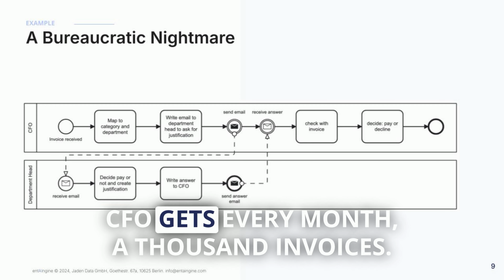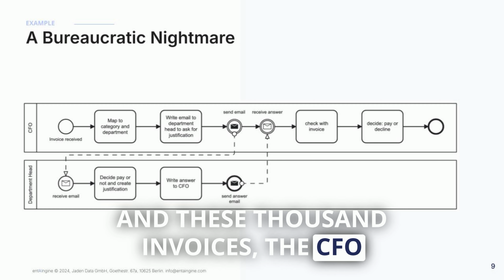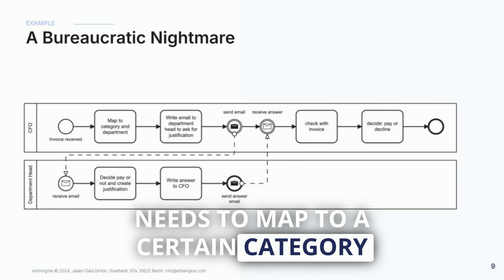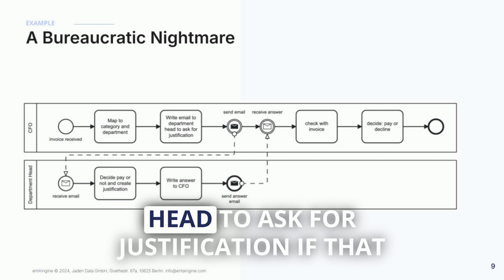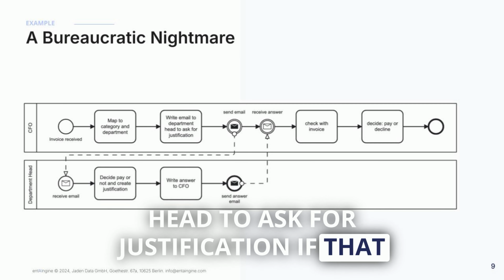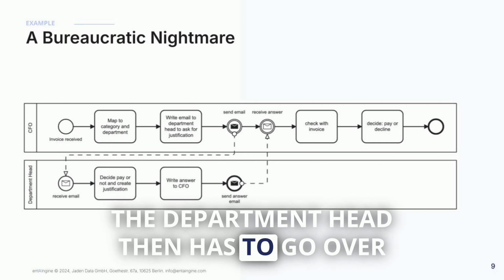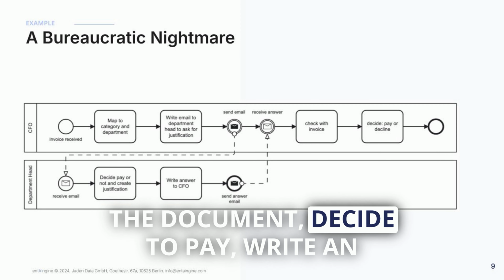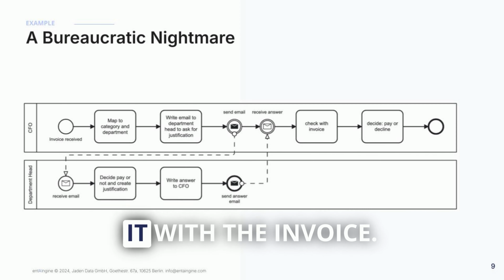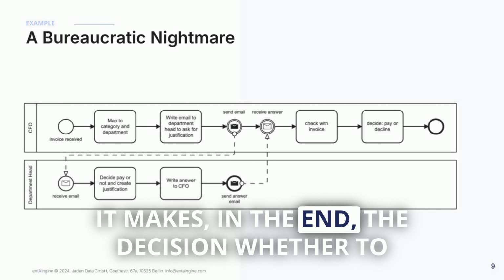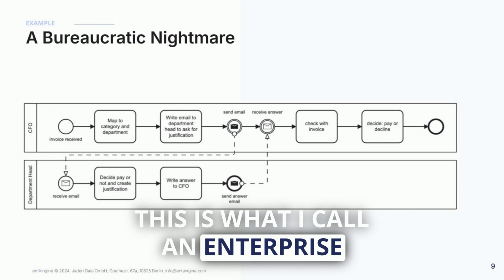The CFO gets every month 1,000 invoices. And these 1,000 invoices, the CFO needs to map to a certain category and to a certain department, and then write an email to the department head to ask for justification if that invoice is supposed to be paid or not. The department head then has to go over this document, decide to pay, write an answer to the CFO, and the CFO then checks it with the invoice and makes in the end the decision whether to pay the invoice or not. This is what I call an enterprise back office task.